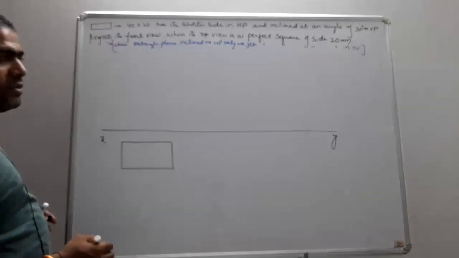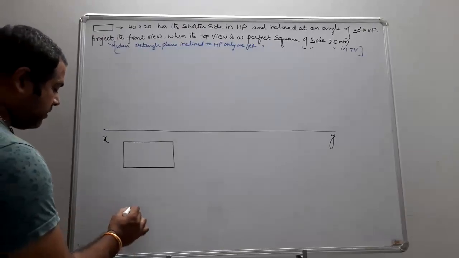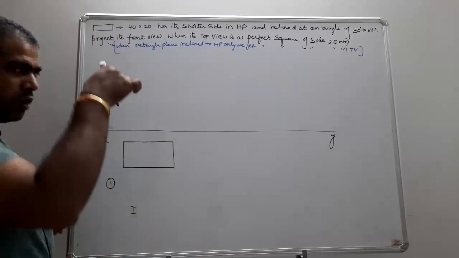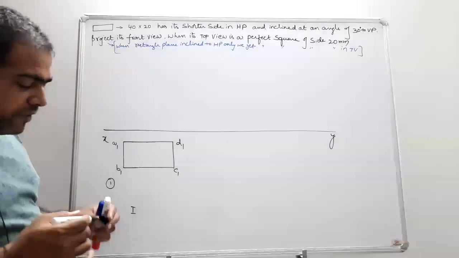Okay, so this was a simple position. This was stage one and step one. Top view is the true size and shape. So let us consider this was A1, B1, C1, D1. So where is your front view obtained?